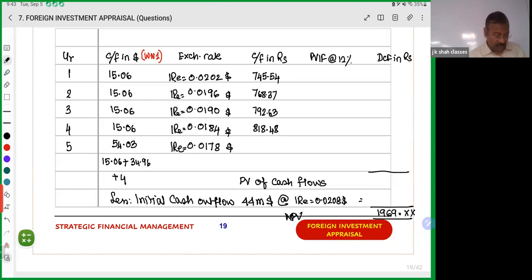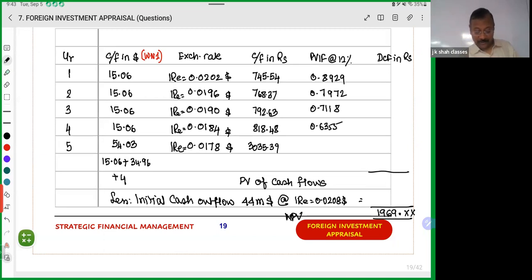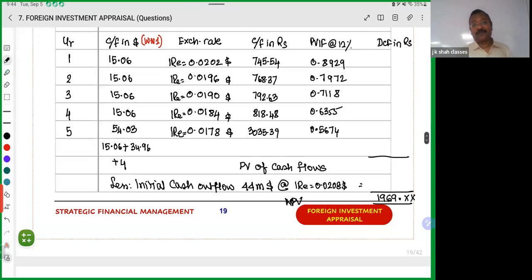54.03 divided by 0.0178 is 3035.39. Okay, 1 divided by 1.12 equals 0.89. 29.7972. थैंक यू. 7118.6355 equals 0.5674. ठीक है। अब इसके बाद तो आप लोग देखो किधर वेरिएशन आ रहा है बस। अब इससे ज्यादा तो मैं नहीं सॉल्व कर पाऊंगा.